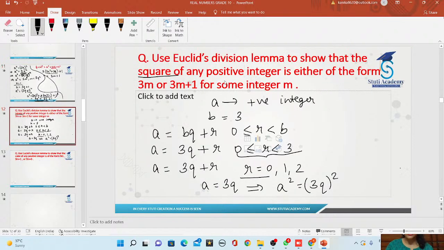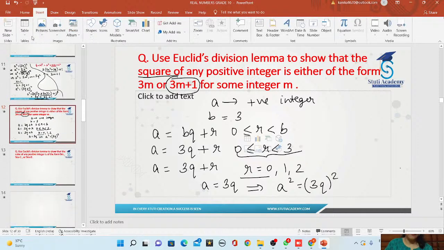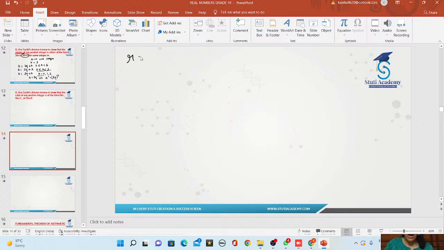Coming back to the question, we have now proved that the square of a, in case 2, that's r equal to 1, is of the form 3m plus 1. So we're done with this. Now let's talk about the last case where r is equal to 2. When r is equal to 2, we are going to get a as 3q plus 2.